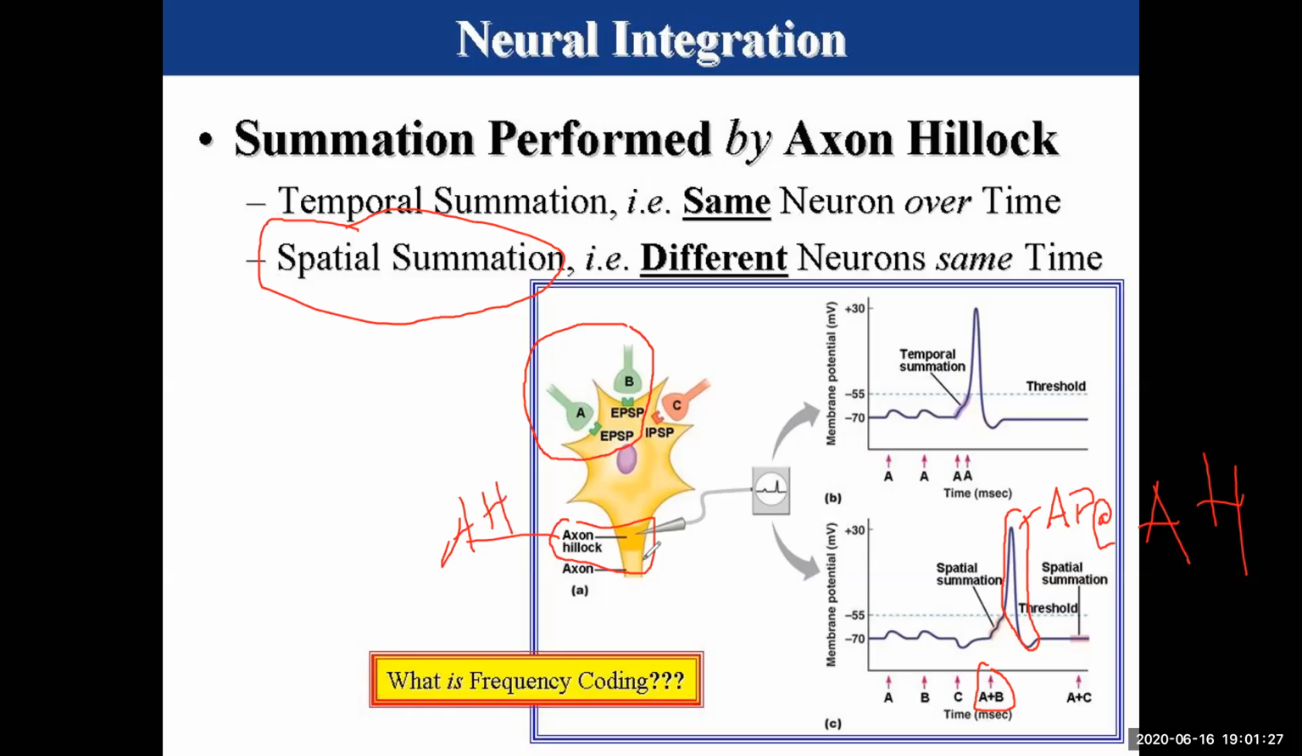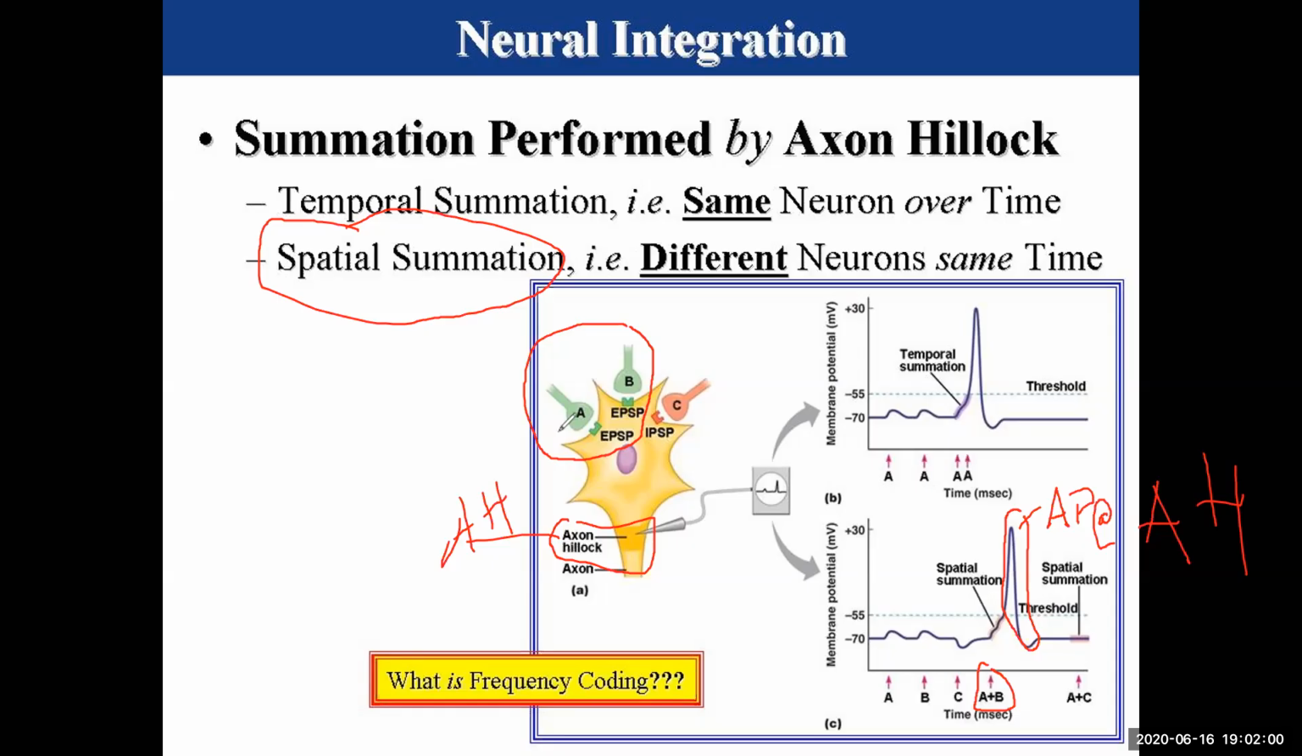Right. So if A and B fire at different locations, but close enough in time, they add up. Because here they fire, A and B they fire, but they're so far apart they can't add up. So they're different locations, but they're not at the same time. Here, different locations at the same time, then they can add up and you have boom, action potential.